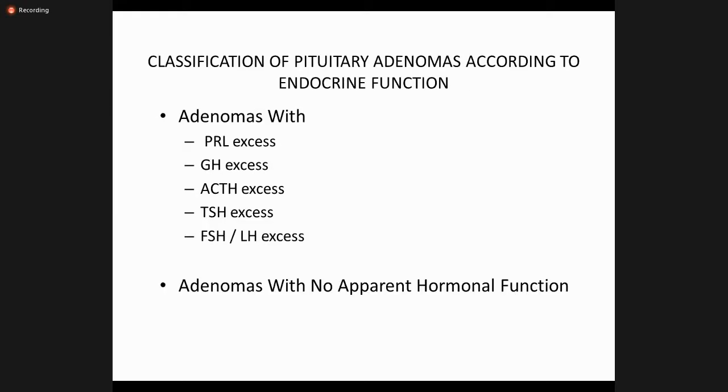When we classify the pituitary tumors, we classify them as secretory tumors and non-secretory tumors. Secretory tumors, that is adenomas, may secrete excess prolactin, excess growth hormone, excess ACTH, TSH, or gonadotrophins, LH and FSH. And the non-secretory are adenomas with no apparent hormonal function. So they are divided into two.